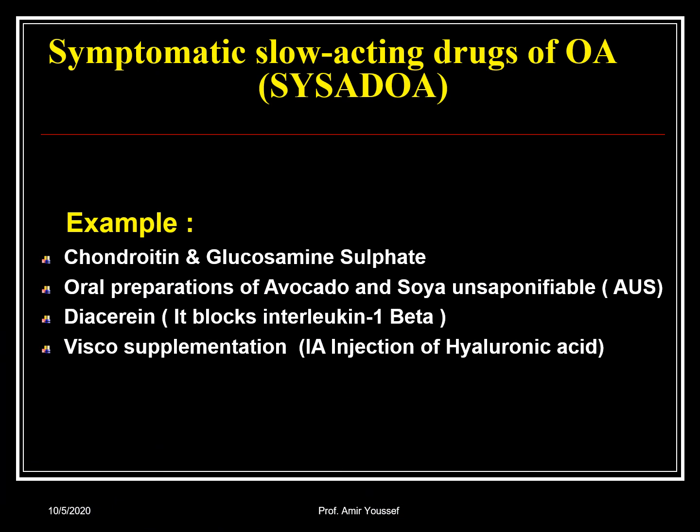Symptomatic slow-acting drugs of OA, for example, chondroitin and glucosamine sulfate. Oral preparations of avocado and soya unsaponifiable. Diacerin, it blocks interleukin 1 beta. Viscosupplementation or intra-articular injection of hyaluronic acid.